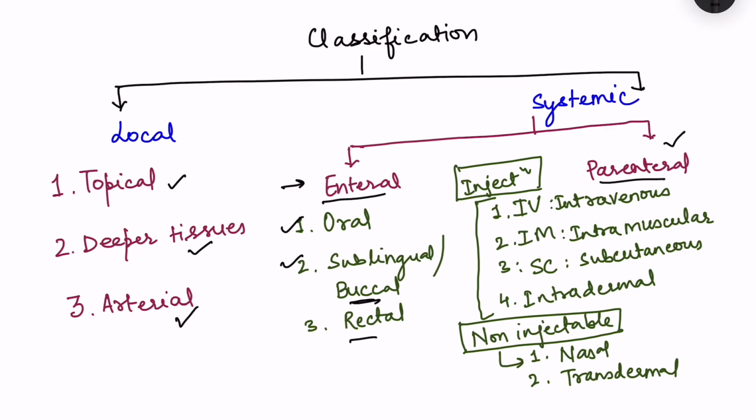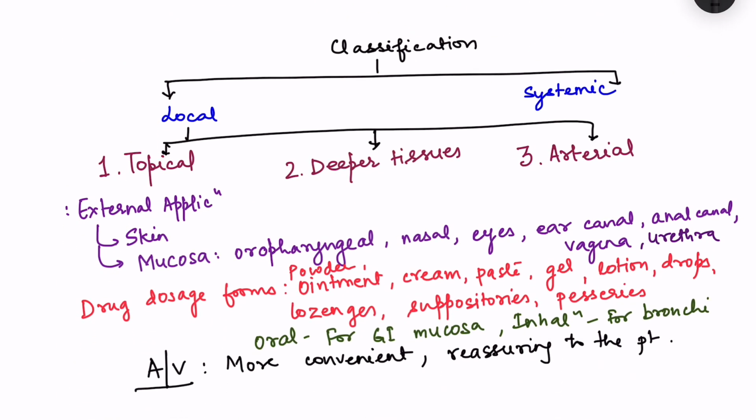Then we have the parenteral route. In parenteral, we again have injectable and non-injectable. Injectable can again be of various types. It can be intravenous, drug given in the vein, intramuscular, injected into the muscle, and from there it goes into the circulation. Subcutaneous, where the drug is given below some superficial layers of the skin, and then intradermal. Then non-injectable, we have nasal and transdermal routes. So let us talk about these one by one.